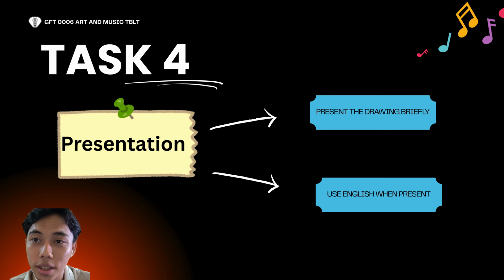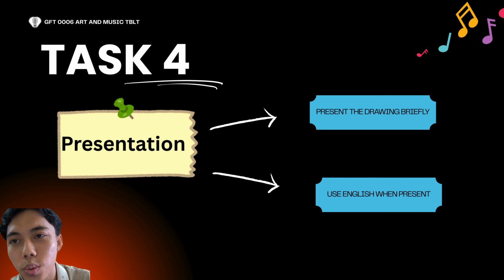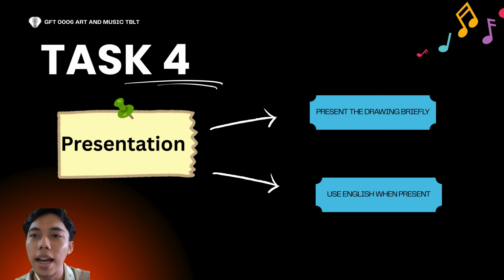Next is the presentation. In task 4, students need to briefly present the drawing that they already drew in the color hunt worksheet using the English language. For example, my drawing has cool colors like blue, or my drawing has a warm color like red. And then after they finish their presentation, the teacher has to ask them a few questions about the colors and give feedback for their whole presentation.